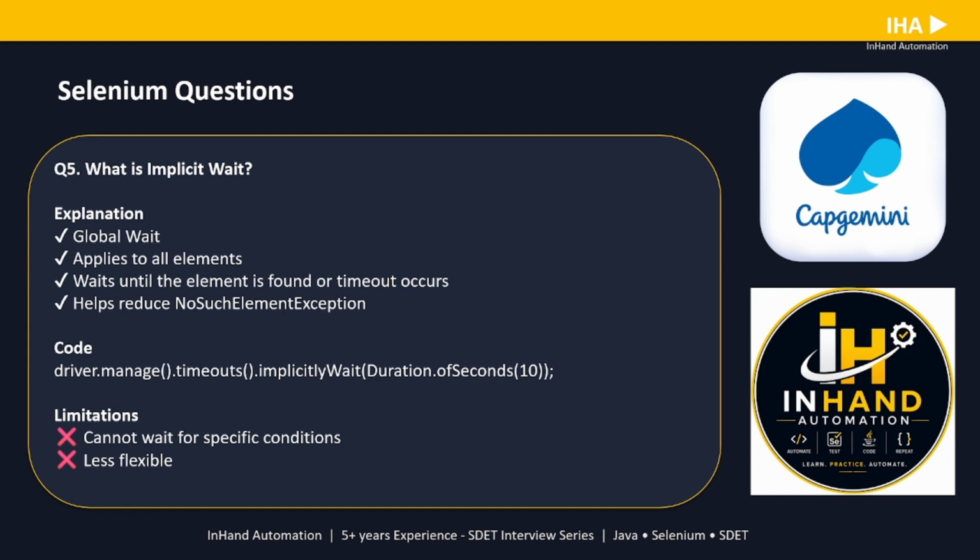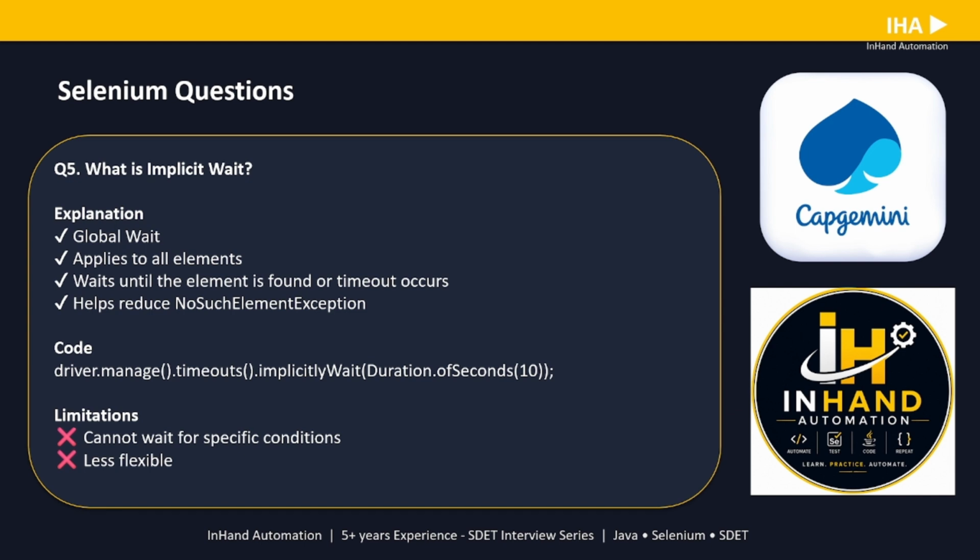So the next question came from the Selenium side to me, and that was: what is implicit wait? As we know, implicit wait is a global wait, it is applied to all elements, it waits for the element to be found or until timeout occurs, and it helps to reduce the NoSuchElementException. This is the particular code snippet: driver.manage().timeouts().implicitlyWait, and we will be giving Duration.ofSeconds, how much time we want to wait.